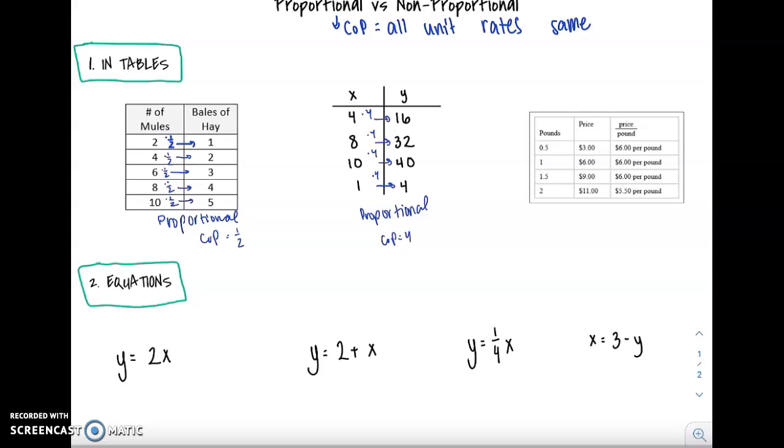Now we get to the last table where they find the unit rate for us, the price per pound, so 3 divided by 1/2, and that is $6 per pound. The second one is also $6 per pound. The third one is $6 per pound. But the fourth one, the last part of the table, says $5.50 per pound, and that is not the same as the other, so this is not proportional because there is no COP here.